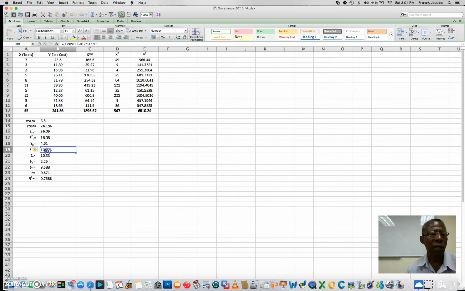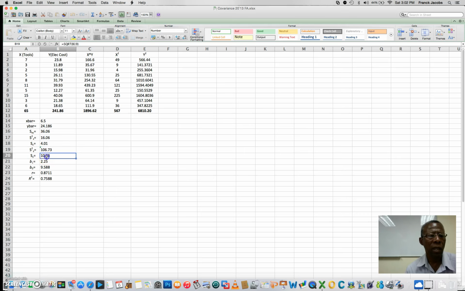And we calculate the variance of the y values, which is calculated using the formula 1 divided by n minus 1, in this case 1 over 10 minus 1, 1 over 9, times the sum of y squared, minus the sum of y times the sum of y, divided by 10. That gives you the variance for the y values.